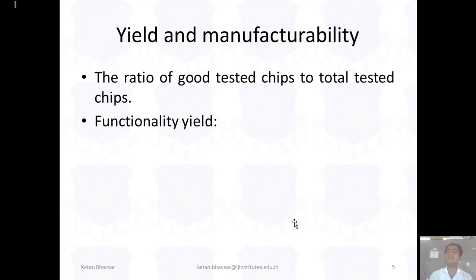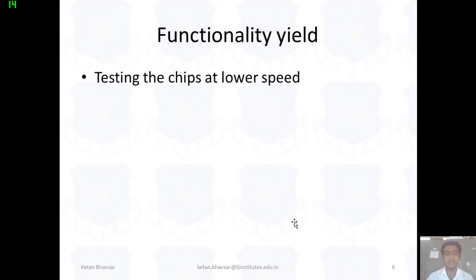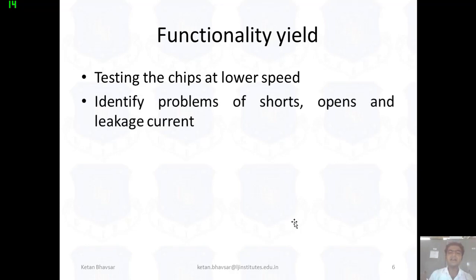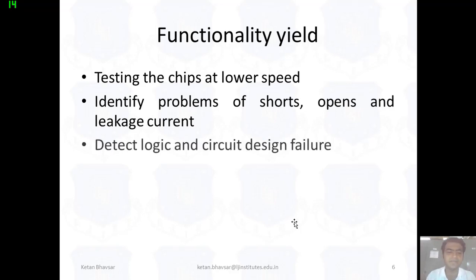There are 2 types of yield and manufacturing ability: functional yield and parametric yield. Now functional yield: testing the chip at lower speed. When we're talking about functional yield, we have to check our chip at a low speed. Identify the problem of short, meaning the circuit should not be short circuited. It should not be open, meaning if ground is not connected properly, there is some leakage current because of the resistance issue. So we have to check this type of problem when we're talking about the functional yield.